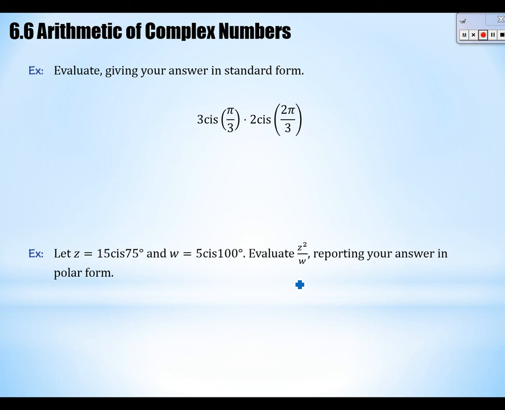Read the directions carefully. If it says put your final answer in standard form, do it. If it says polar form, do it.